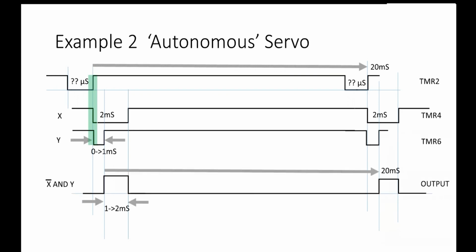If I then take not X and Y, or if I take it when X is low and Y is high, then I get a pulse that is between 1 and 2 milliseconds and repeats every 20 milliseconds, which is exactly what I want. And I'm going to use 3 timers and a little bit of logic to do that, and no code. So how are we going to do this?